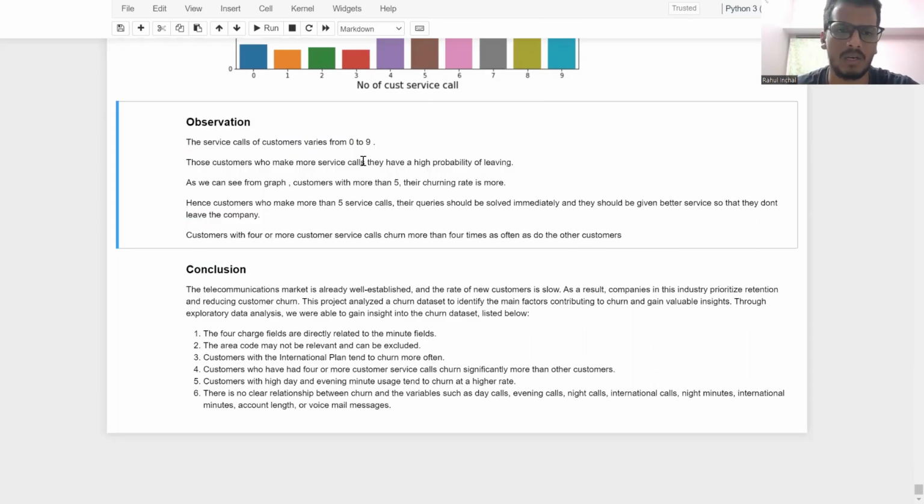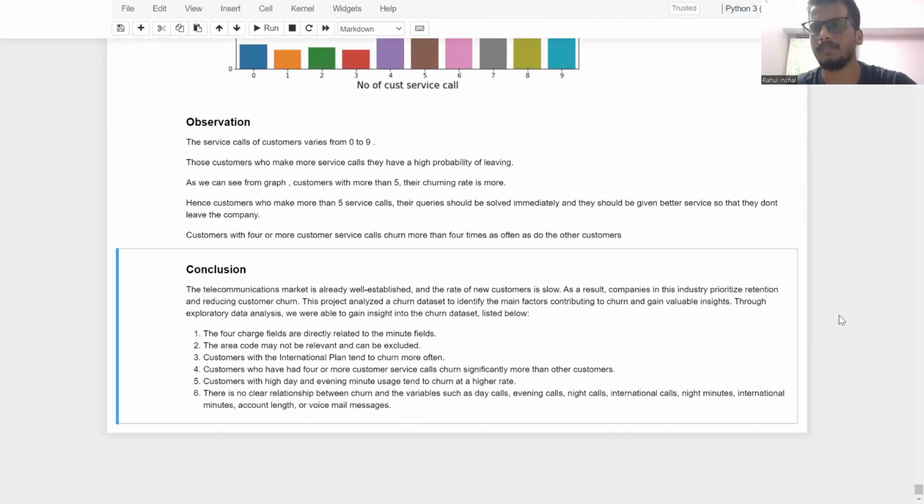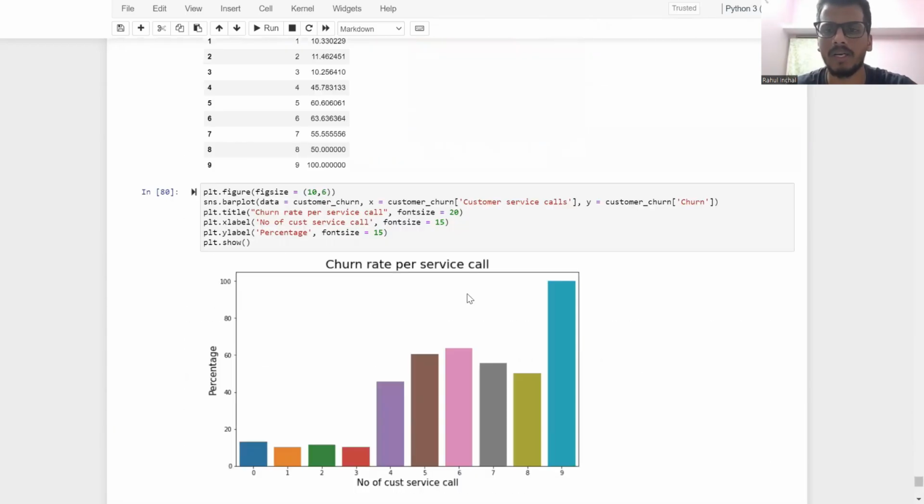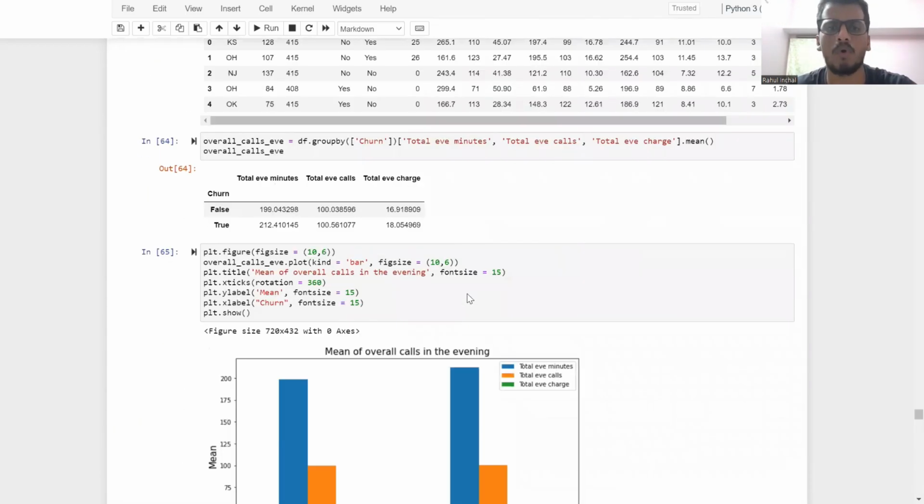Now this is the observation for this, and this is my conclusion. You can definitely take a look at it.